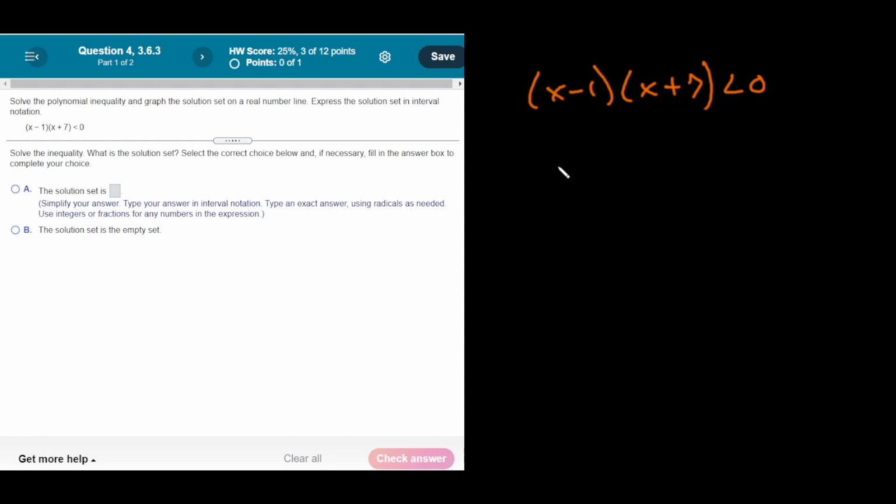Mostly all of my videos are in orange. Okay. So key players, x is equal to 1, and x is also equal to -7. So these are our key players.